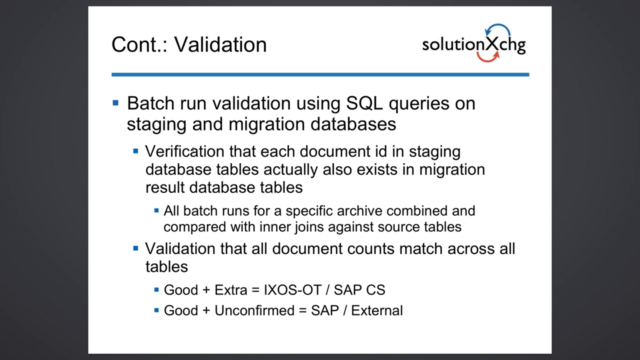We do a validation of each batch run with SQL queries against the staging and the migration database, which allows us to verify document IDs and specifically allows us to do completeness checks. And we make sure that we are complete on a different level. We want to make sure that all the documents we have in the good document category and the extra document category, as well as in the good and unconformed category, match up and not a single document is lost in the process.